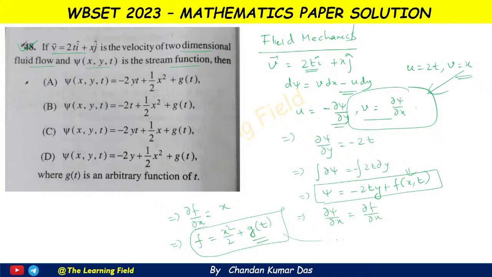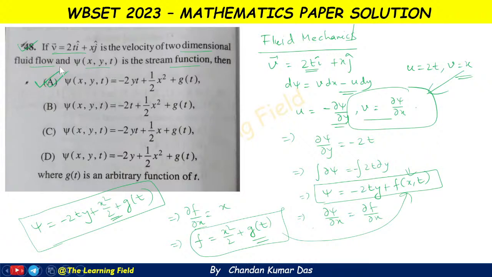Therefore we get this term and this term. Now we put the value of f into this equation, so psi equals minus 2ty plus f of x and t, and f means here x square by 2 plus g of t. Okay, so this is the answer. Which option? I think minus 2ty plus x square by 2 plus g of t. So this is answer A. Correct answer is A.